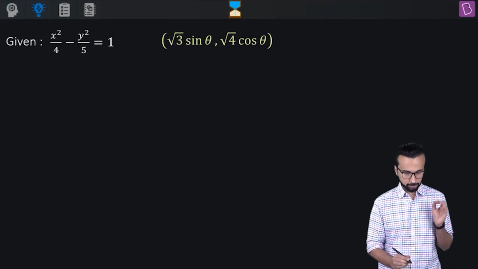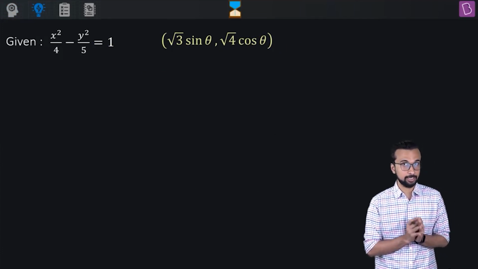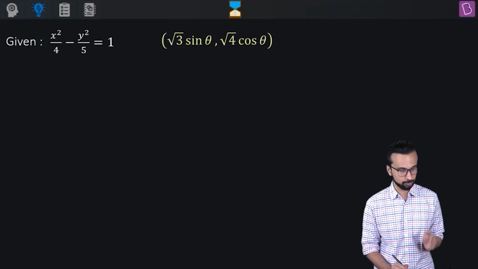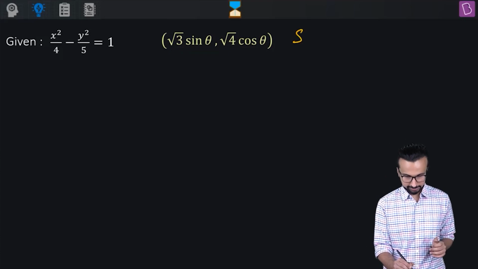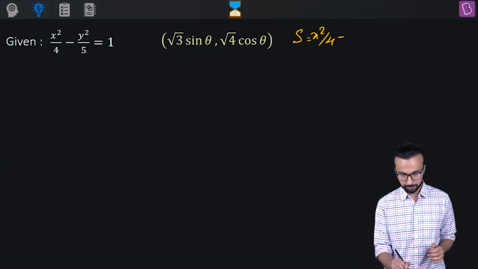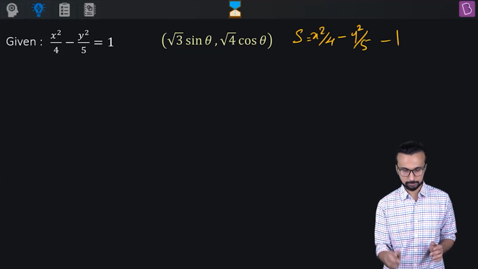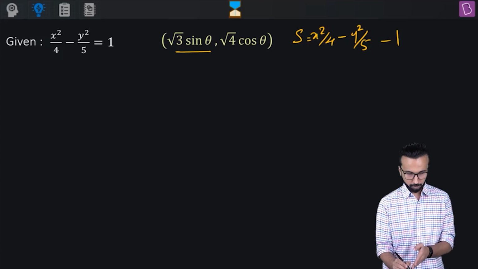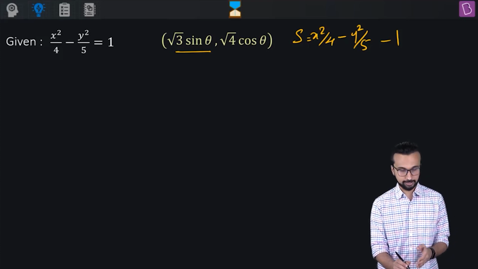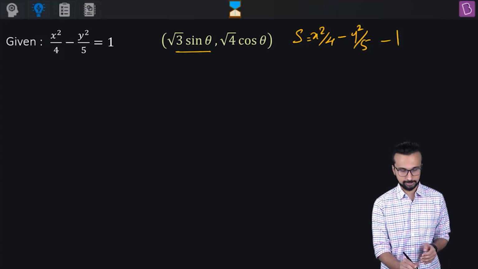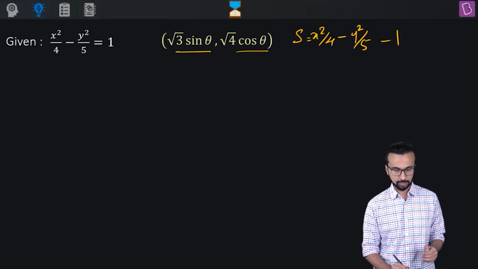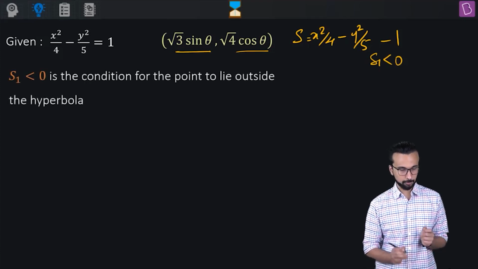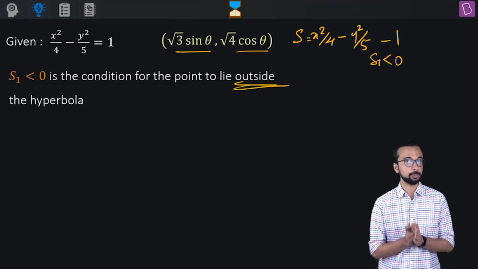So when you say that a point lies outside a given hyperbola, you conclude with S1 being less than 0. The value of S here is x squared by 4 minus y squared by 5 minus 1. This is S. S1 is when you take the value of x as root 3 sin theta and y as root 4 cos theta, and put that into this equation. We'll have to say that S1 should be less than 0 for the point to lie outside the hyperbola.